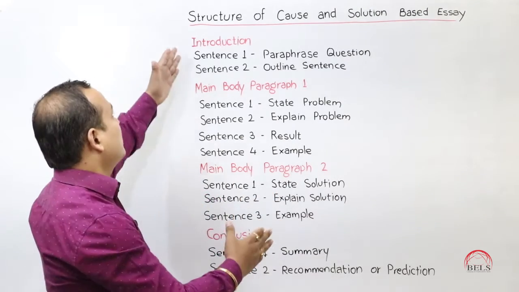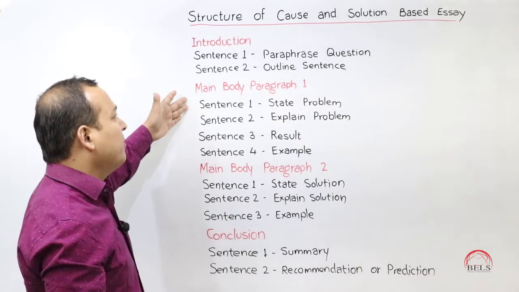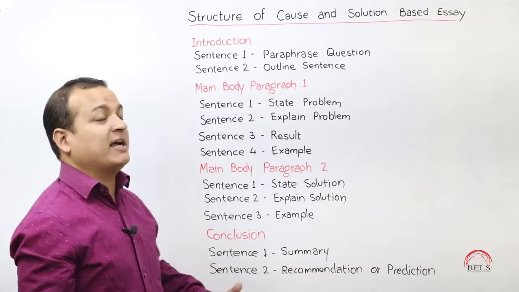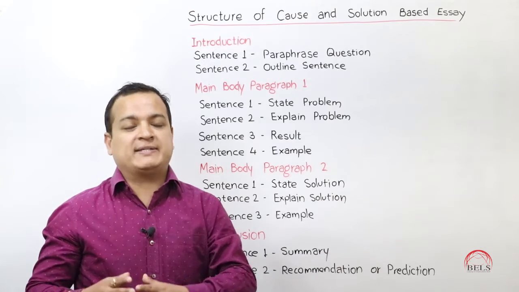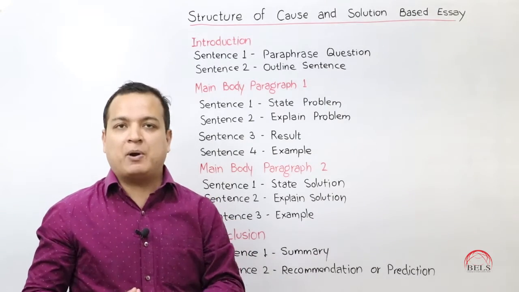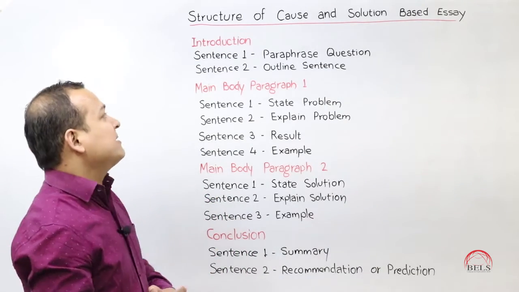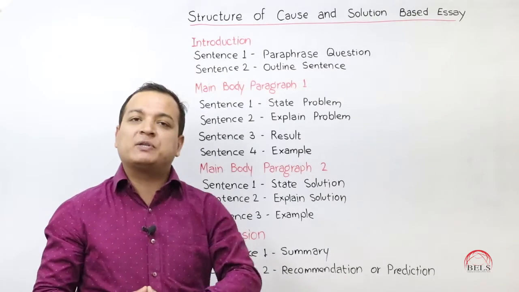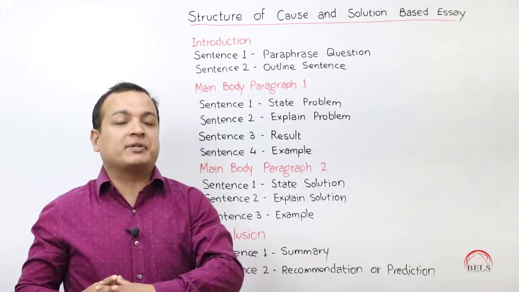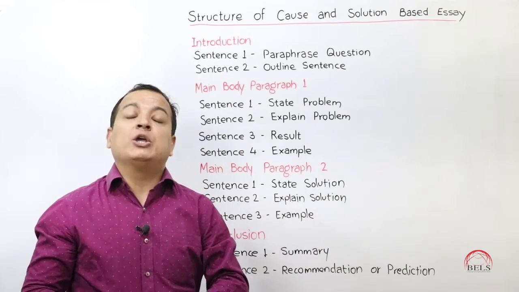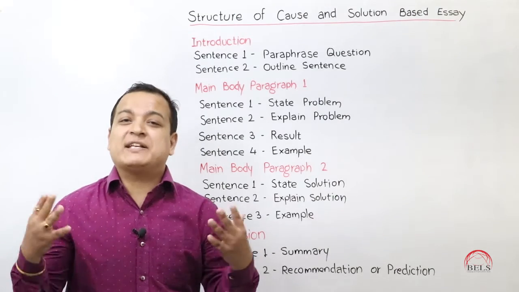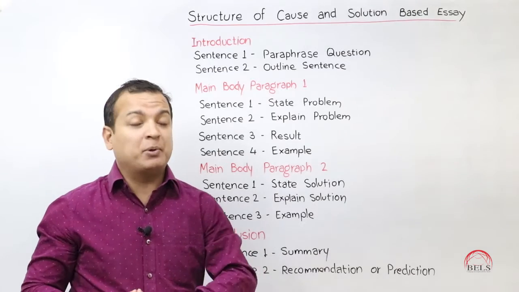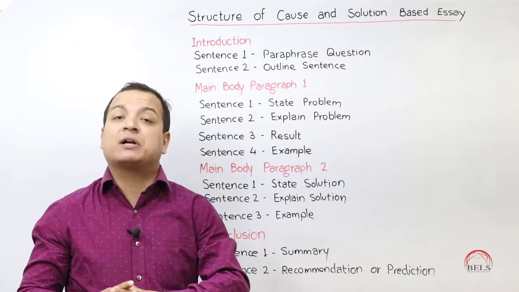So we have the structure. This is the introduction part, main body paragraph 1, main body paragraph 2, and finally conclusion part. As you know, there are 4 parts. Essay is generally divided into 4 parts. So for cause and solution based essay, you will be using 2 sentences here. The first sentence will paraphrase the question, as we have discussed previously, that for paraphrasing it, you can simply use a UVS formula, that is use of synonyms, then verb transformation, then sentence restructuring.